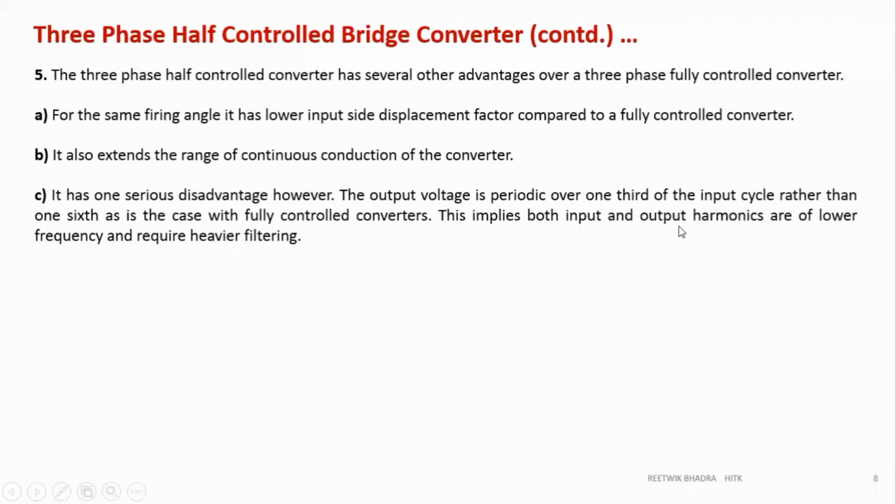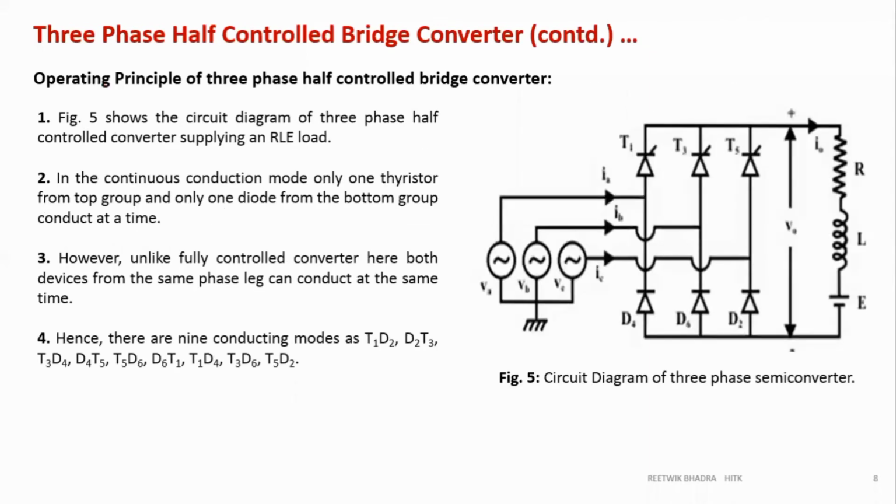Because of that, lower order harmonics become dominant, and if the lower order harmonic magnitudes are higher, you need to remove them. So heavier filtering is required. That's a disadvantage over here, but we can still use this type of converter. Now you can take an RLE load or an RL load, whichever you want, and understand the operation. Just for your knowledge and for your diagrammatic view, I have shown it out here.